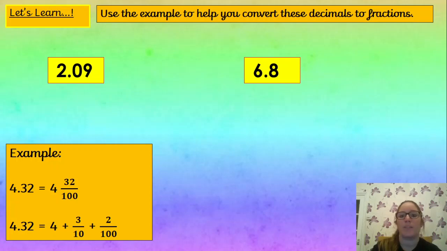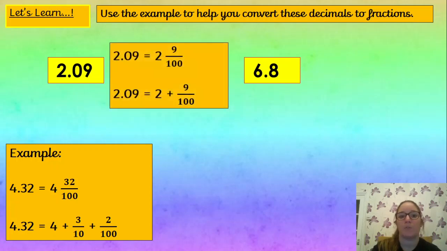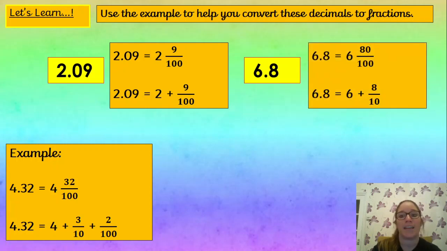Okay, so 2.09 is going to be 2 and 9 hundredths, not 90 hundredths. Okay, so 2 and 9 hundredths equals 2 plus 9 hundredths, because we haven't got any tenths. Okay, our tenths column is 0. Then we've got 6.8, which is going to be 6 and 80 hundredths. Okay, because this is our tenths, which is 6 plus 8 tenths, and we haven't got any hundredths.